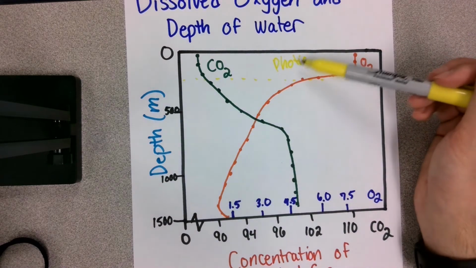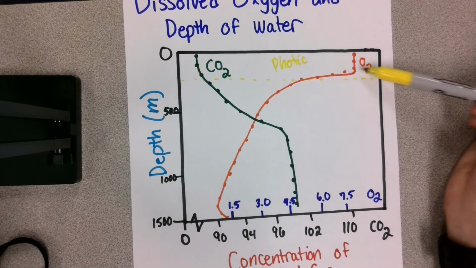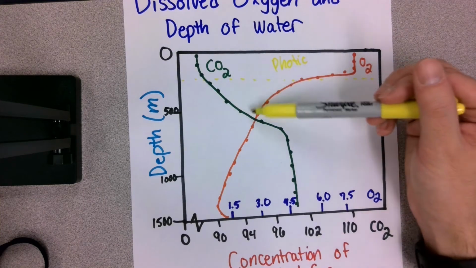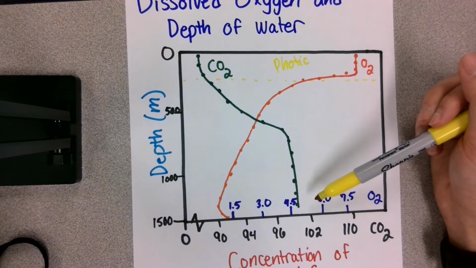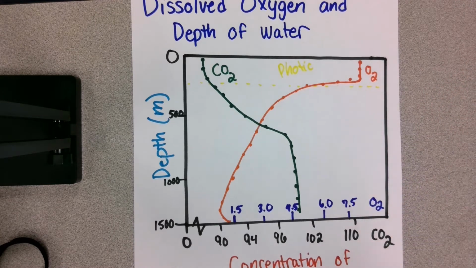Okay, so again, this is the photic zone. Photosynthesis is happening. Photosynthetic organisms are putting O2 into the water. As you increase the depth, the CO2 actually increases because there are more animals doing respiration and stuff like that.